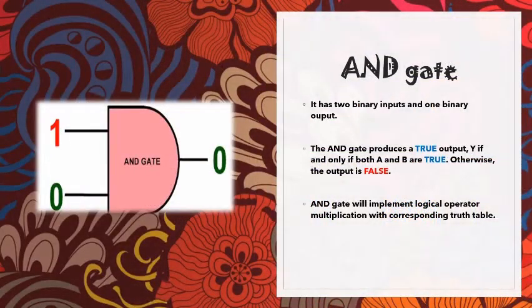Firstly, the AND gate. It has two binary inputs and one binary output. The AND gate produces a true output if and only if both A and B are true. Otherwise, the output is false. The AND gate will implement the logical operator multiplication with the corresponding truth table.